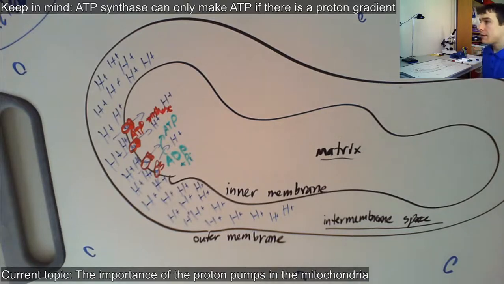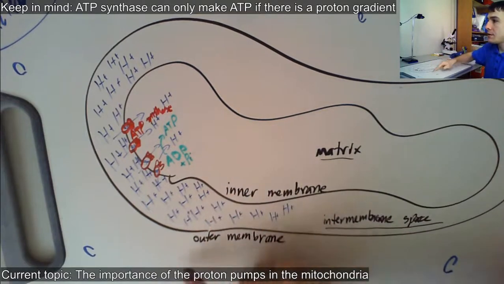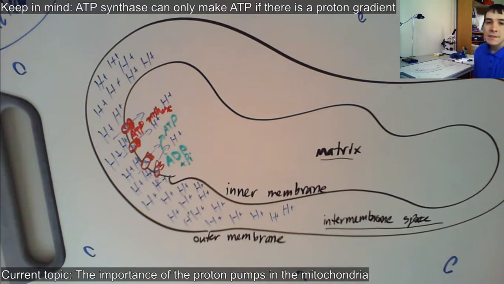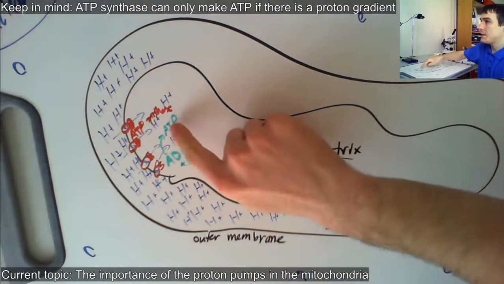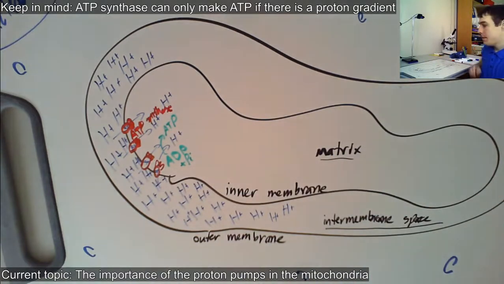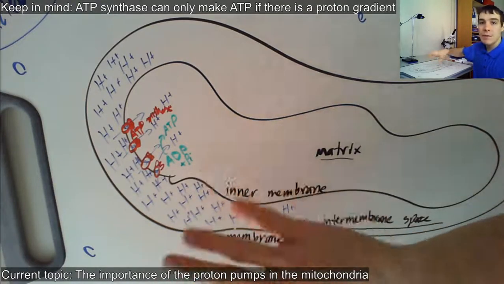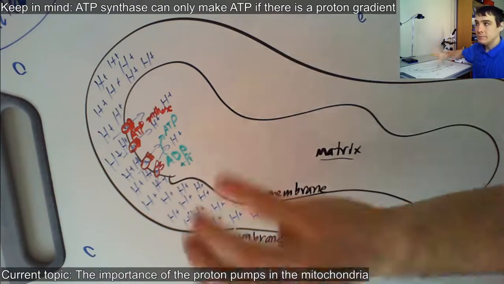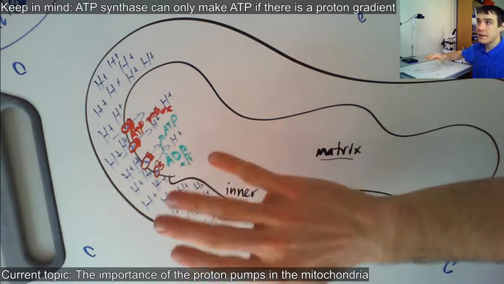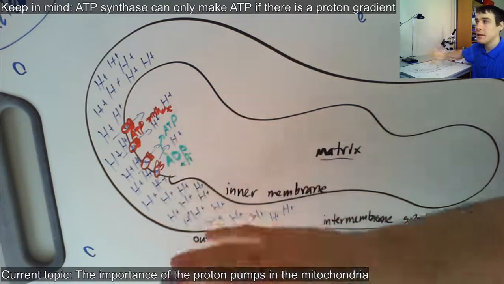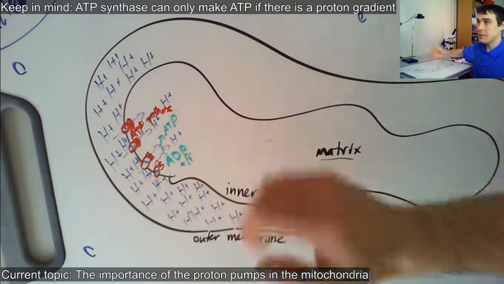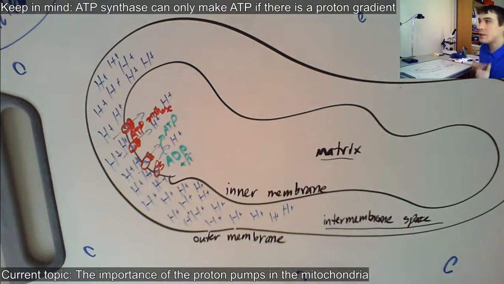But think about it. This section is called the importance of the proton pumps. So what happens if we just have this system? We're going to convert a bunch of ADP into ATP, but then all of these will flow in and we'll be done. We won't have any more gradient. We won't have anything to push stuff through the turbine, and then we won't be able to convert any more ATP. So we need some way to recharge the proton gradient.